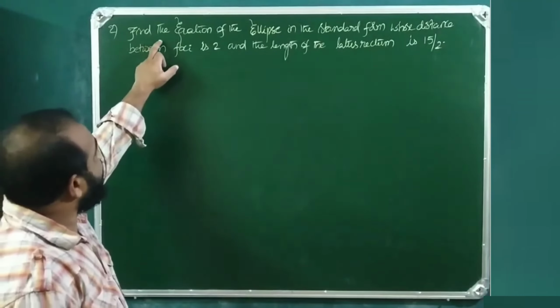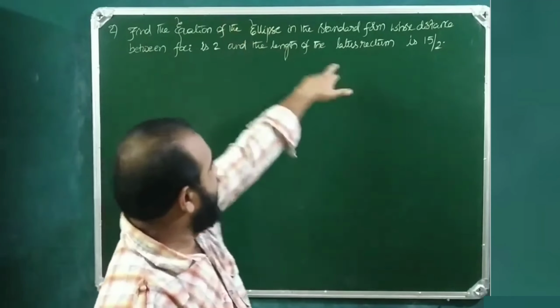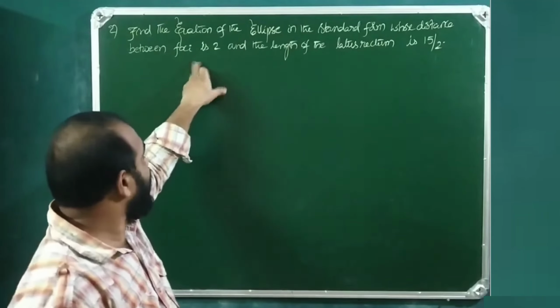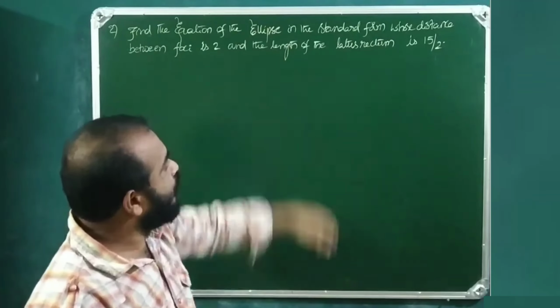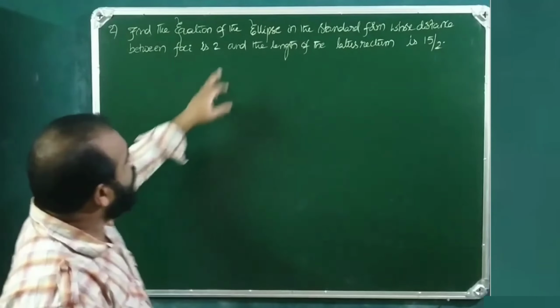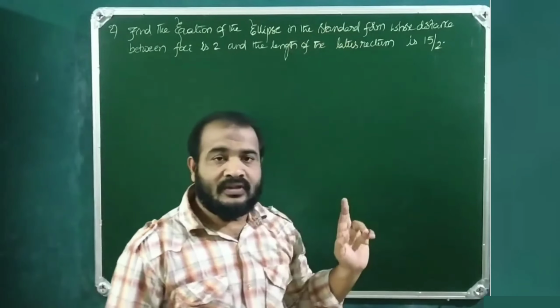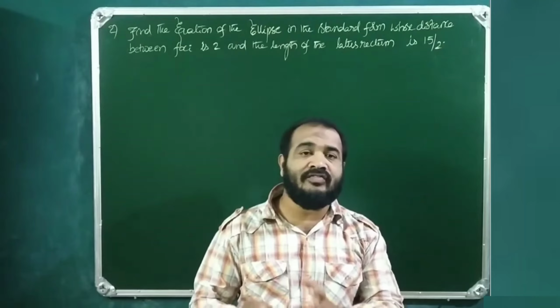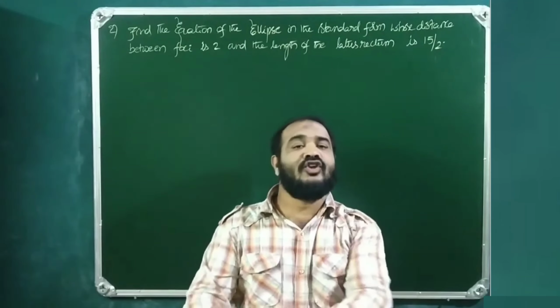Second question, find the equation of the ellipse in the standard form whose distance between foci is 2 and the length of the lateral rectum is 15 by 2. Here, equation of the ellipse in its standard form. The ellipse is said to be in its standard form if and only if the center is at the origin.